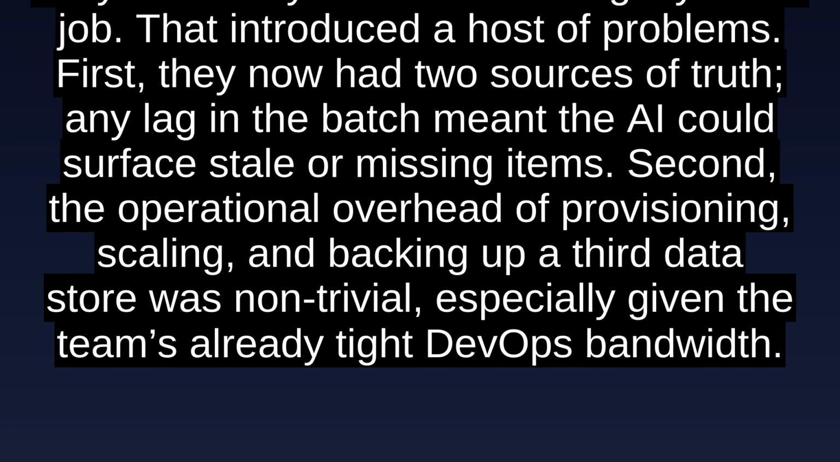First, they now had two sources of truth. Any lag in the batch meant the AI could surface stale or missing items. Second, the operational overhead of provisioning, scaling, and backing up a third data store was non-trivial, especially given the team's already tight DevOps bandwidth.